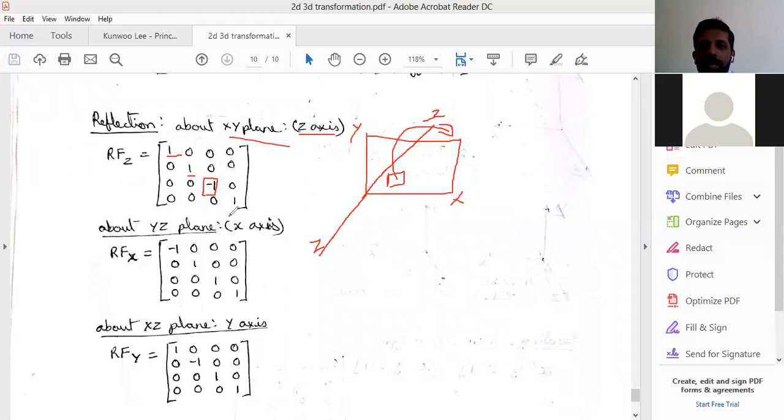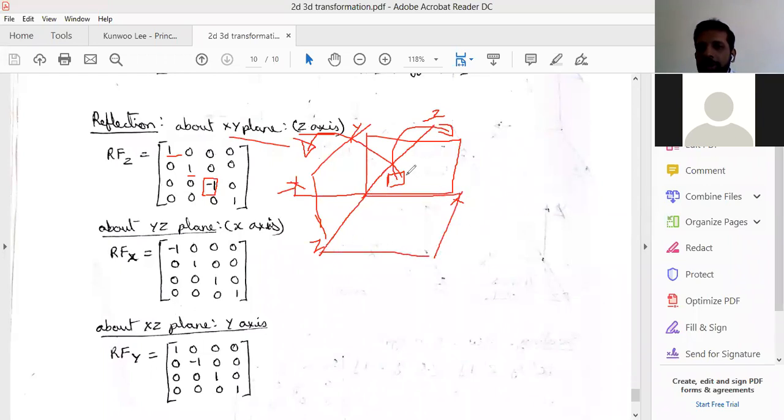Similarly, we can have it with respect to the yz plane. That is this plane. That means having the object over here, right? In that case, the x-axis becomes negative. And similarly, we can have it with respect to the XZ plane, that is this plane. The XZ plane is over here.